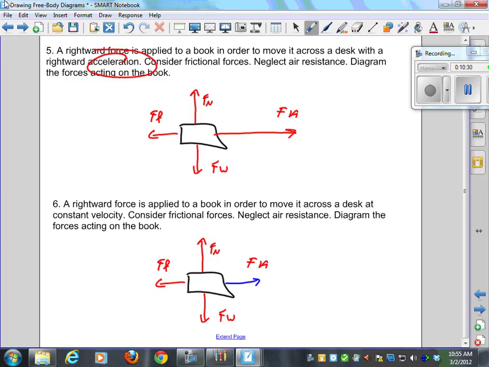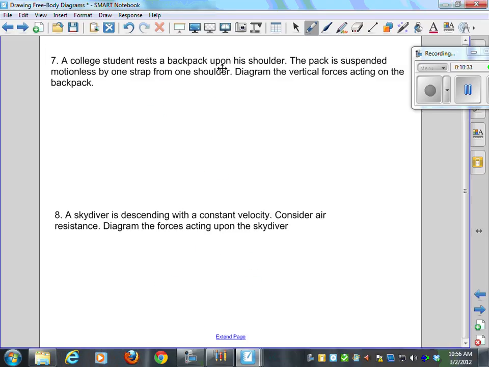Good? Okay. College student rests a backpack on his shoulder. The pack is suspended motionless by one strap from one shoulder. Diagram the vertical forces acting on the backpack. Now it's resting, right? The pack is suspended motionless. We've got weight force down, and we would have one strap, a tension force or an applied force up. Now, if you want to say that it's actually at an angle, then this vertical component, FTV, would have to equal the weight, and you'll notice that there is a horizontal component, which means the backpack has to be actually accelerating to the right. So it's not likely going to be a situation like that.